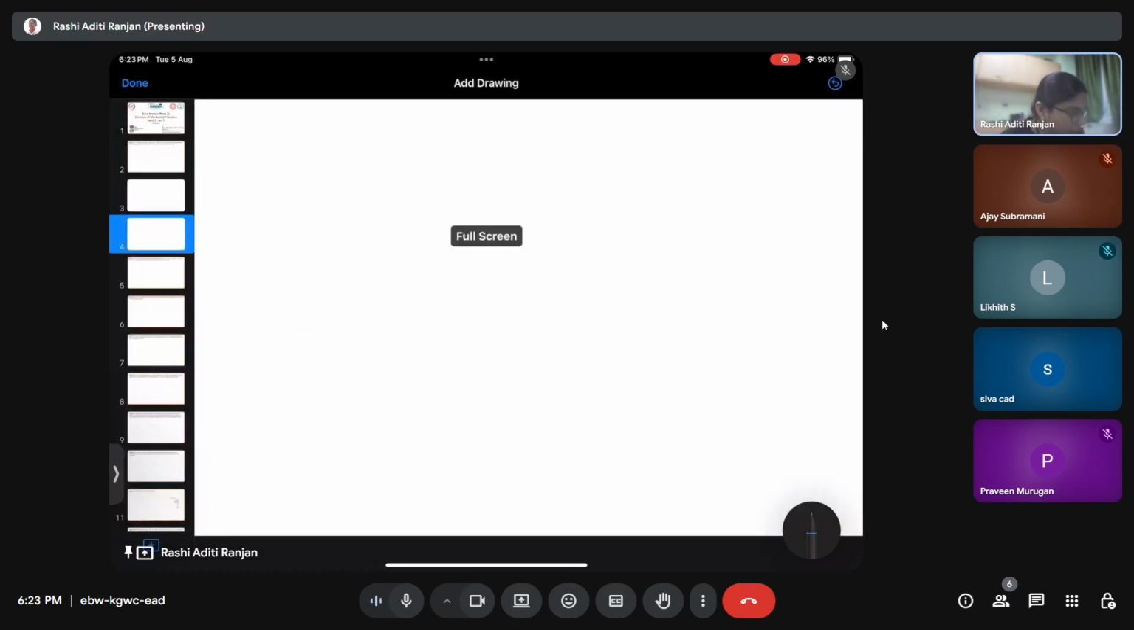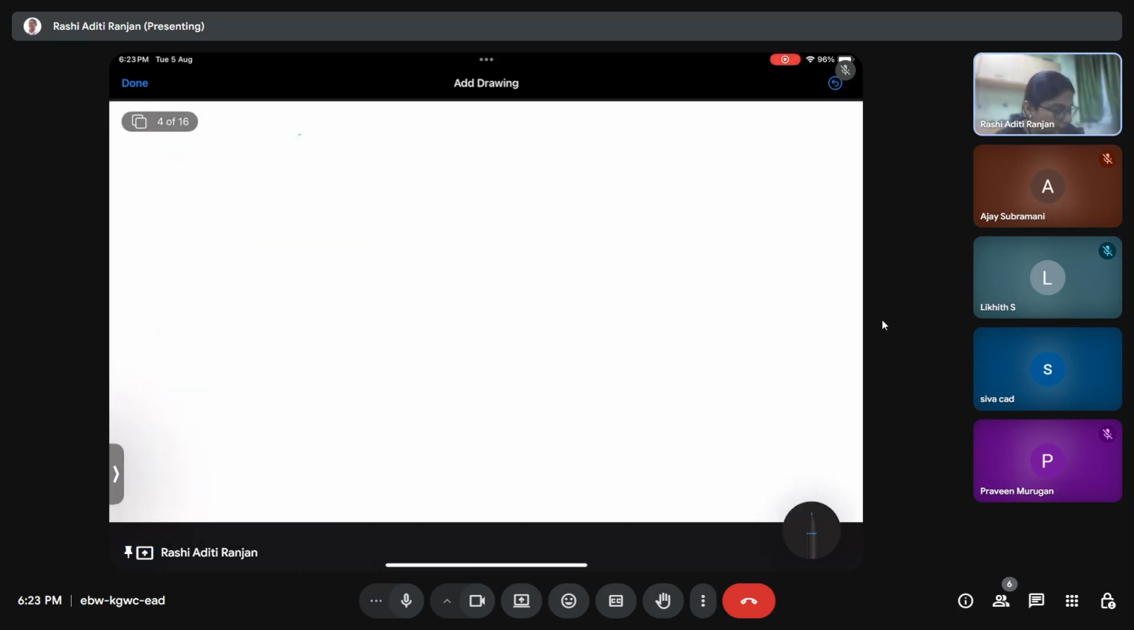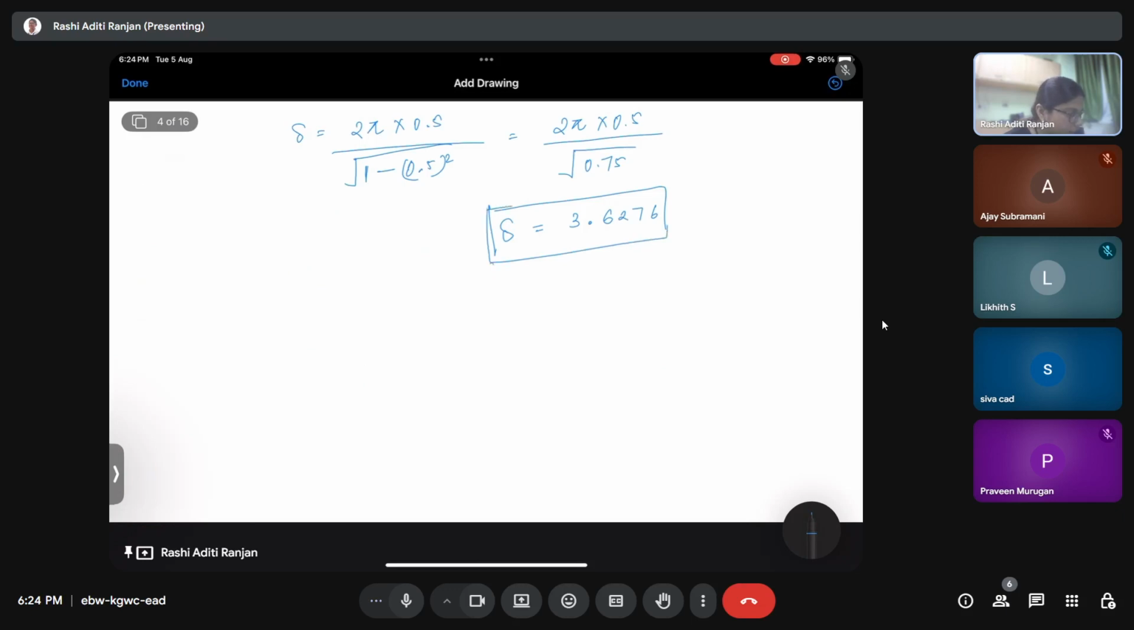So considering that, we get logarithmic decrement delta as 2 pi into 0.5 divided by under root of 1 minus 0.5 square. This is 2 pi into 0.5 divided by under root of 0.75, and I've already done the calculation. It will turn out to be 3.6276. Okay, I hope it is clear. So the logarithmic decrement turns out to be this. Okay, I hope this is clear. This was a very easy question, right?